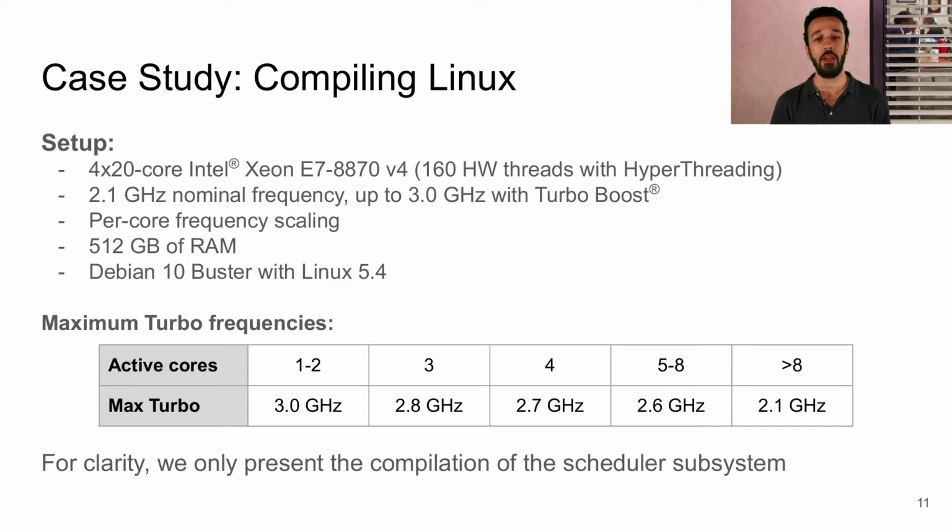This table shows the relation between the number of active cores on a chip and the maximal turbo frequency. For example, with 4 active cores, the maximal frequency is 2.7 GHz. With more than 8 active cores, turbo frequencies cannot be used.